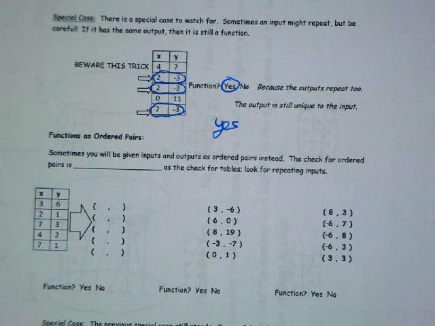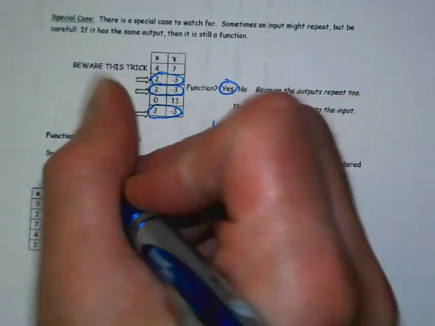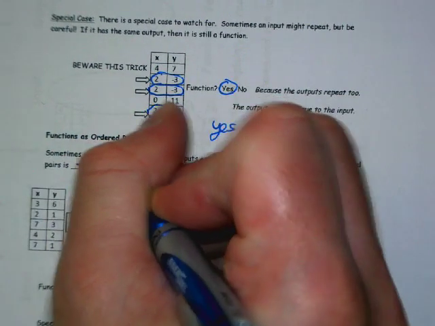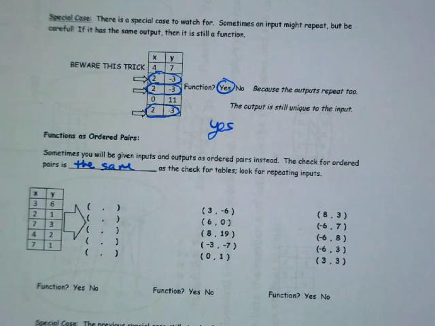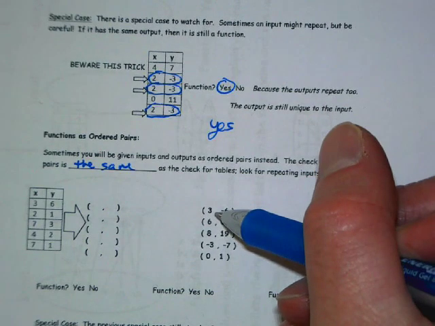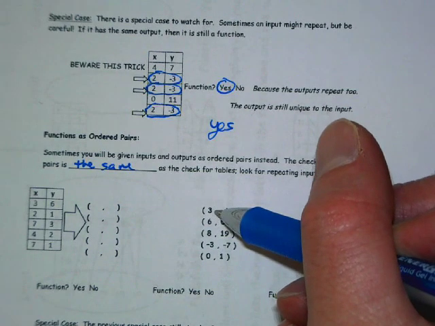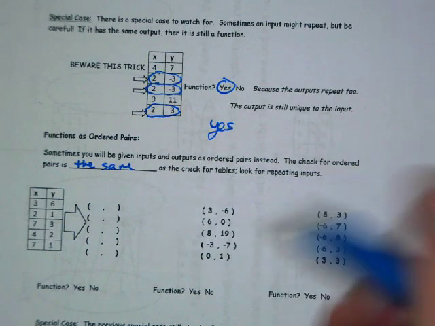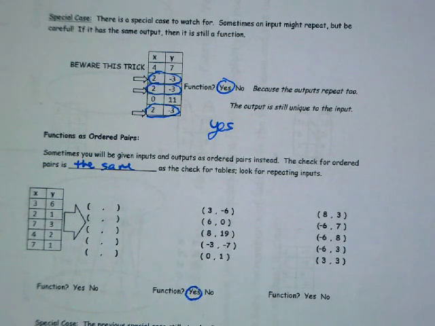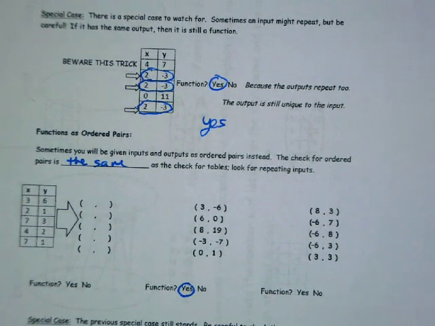Okay, next, ordered pairs. Good news is, if you can handle tables, you can handle ordered pairs because it's the exact same thing. So the check for ordered pairs is the same as the check for tables because you can always take ordered pairs and write them in a table, right? Okay, so all you have to do is go down the x column, see if anything repeats. So I'm going to start with this middle one. 3, 6, 8, negative 3, 0. None of those repeat. So yes, that is a function.